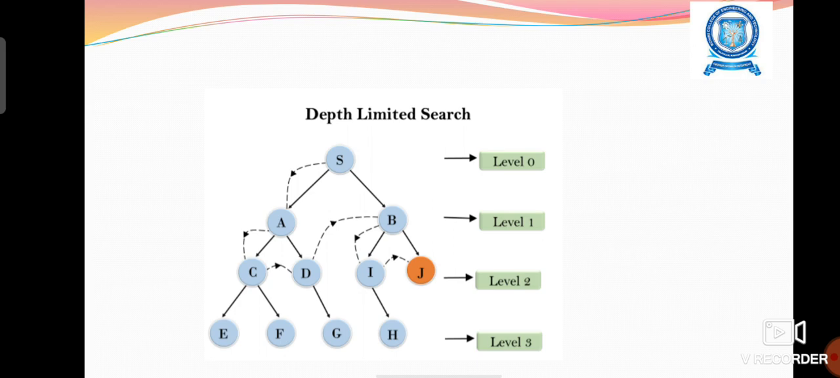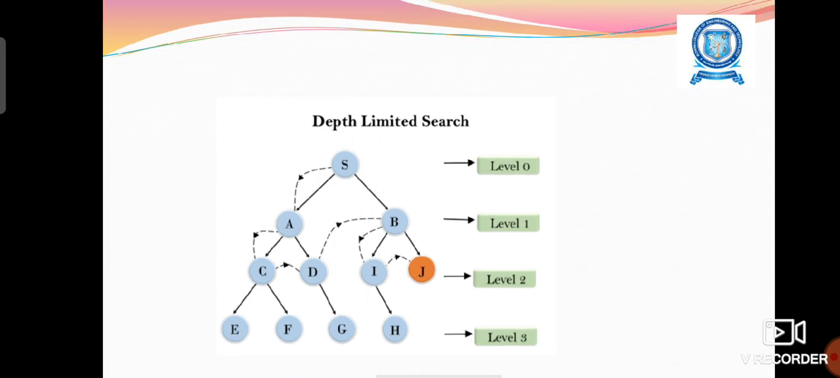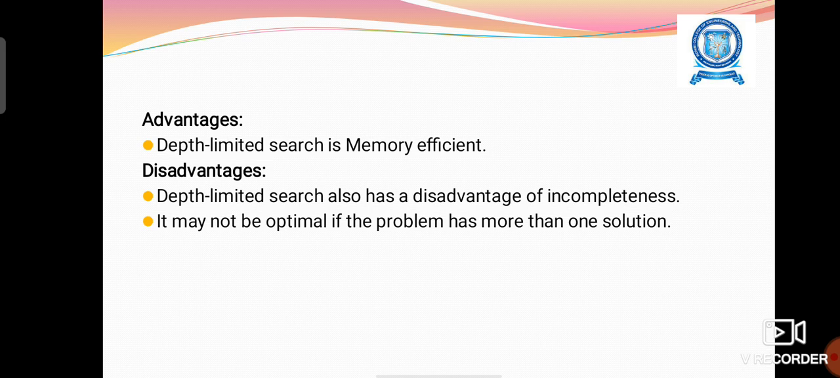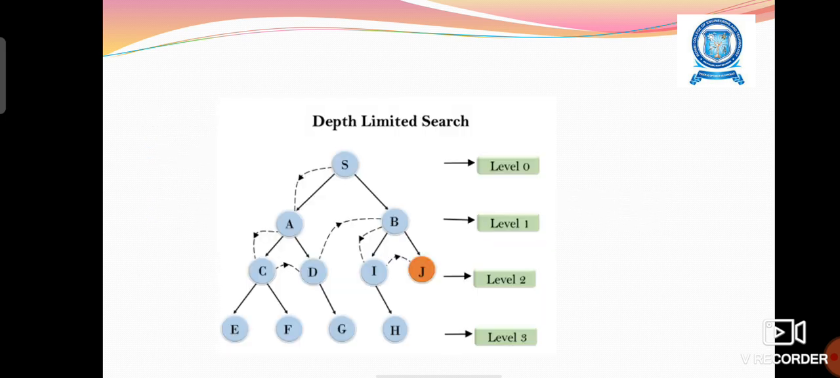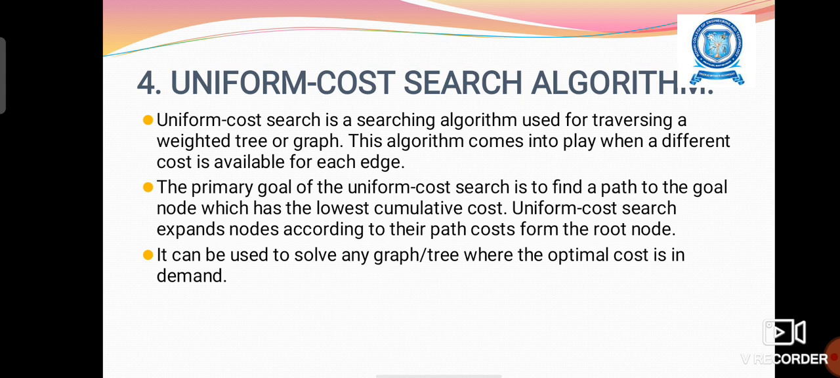From I it will search for another successor in the same level, so it finds the solution node or goal node. So in this way the depth limit algorithm works. It is similar to the depth first search algorithm, but the depth is limited to some level. Its advantage is that it is memory efficient.